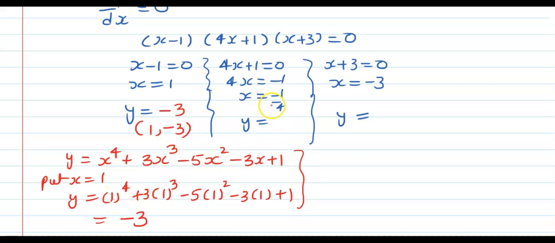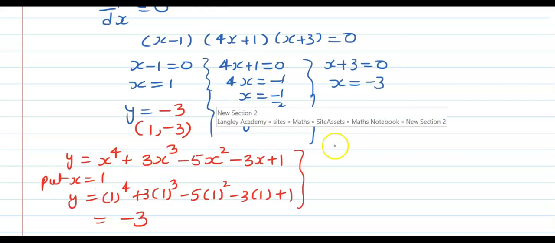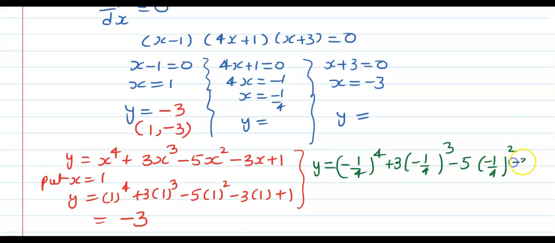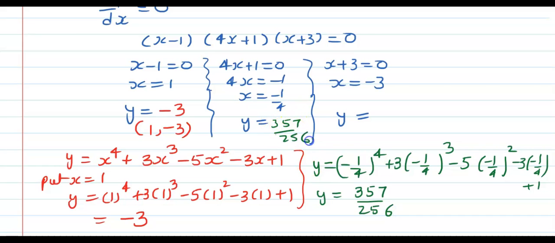Similarly, if you put x equal to minus 1 over 4 here, so let's put y equal to minus 1 over 4 to the power 4 plus 3 times minus 1 over 4 to the power 3 minus 5 times minus 1 over 4 to the power 2 minus 3 times minus 1 over 4 and plus 1. If you put this value in a calculator, it is coming 357 over 256. So this will be 357 over 256.